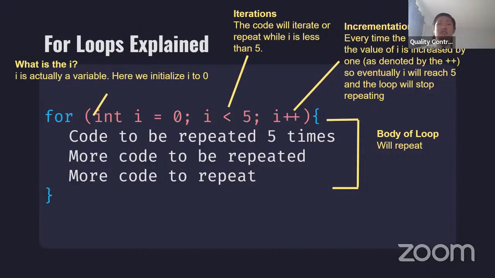So here's an explanation of how a for loop works. i is the variable. We initialize it to 0. Then the loop will iterate until 5, while i is less than 5. And then in this last part, you increment it, which is i plus plus. Then this is the body of the loop. Code that needs to be repeated 5 times goes here. The body is basically what code will be repeated every time.